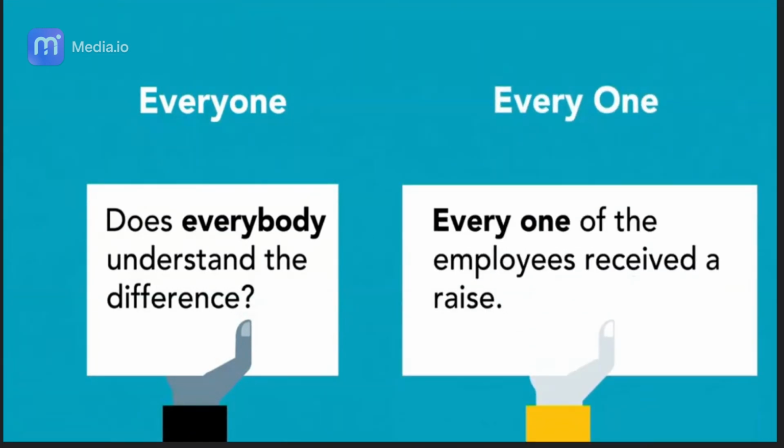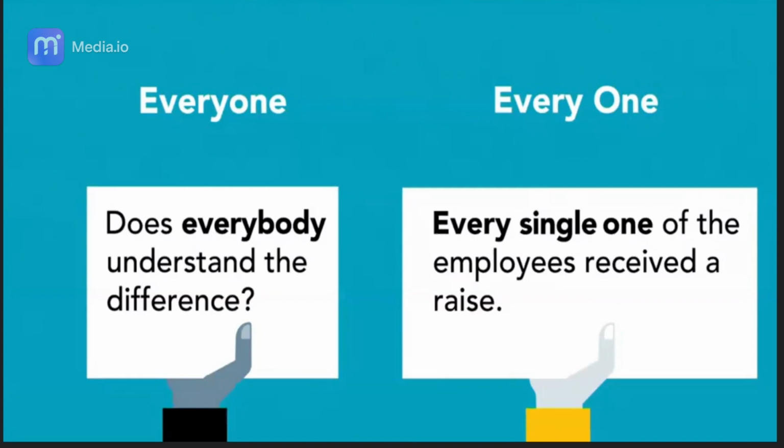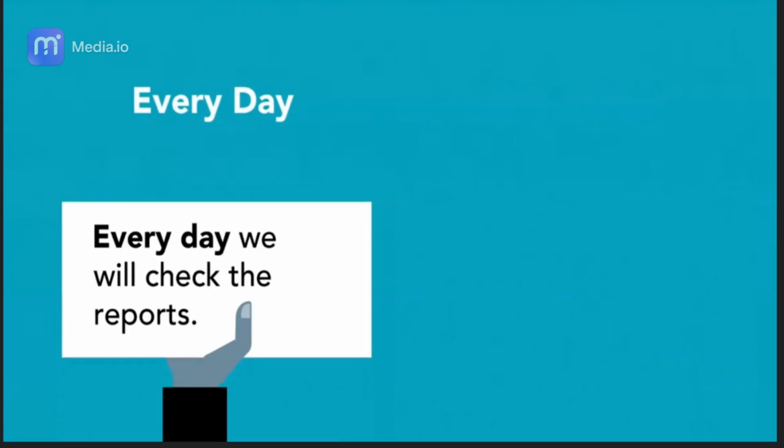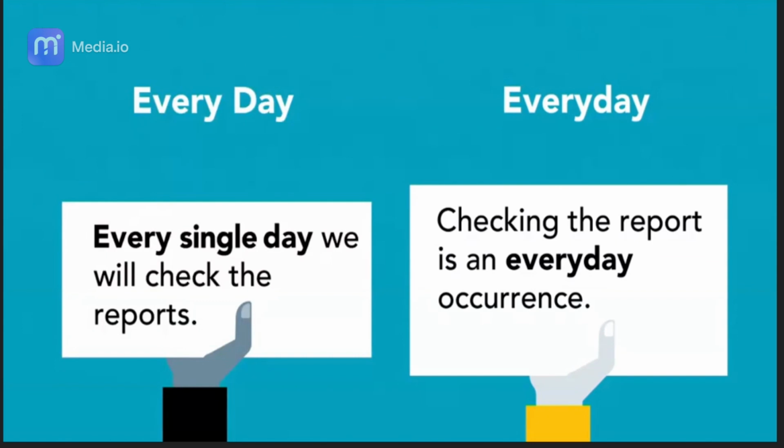Everyone, try everybody, that works also. You are referring to all the people in the group. What about this sentence? Every one of the employees received a raise. Now we need two words. Using two words means you're referring to each individual in the group, each person. Try inserting the word single in the second example. Every single one of the employees.